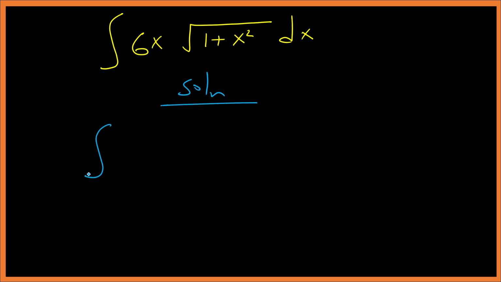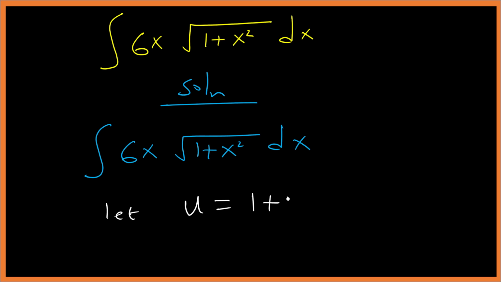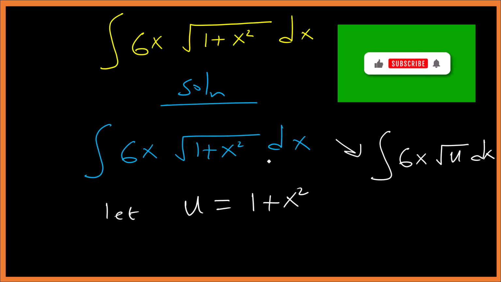So the integral of 6x times the square root of 1 plus x squared dx. All right, so from here, what is making the question complicated is the radical. So let u be 1 plus x squared. In writing the question again, this will be 6x square root of u dx. So we have done the substitution, and this part here is u.